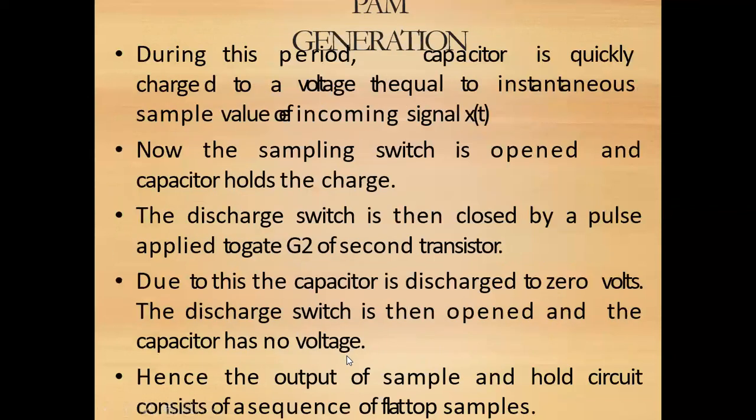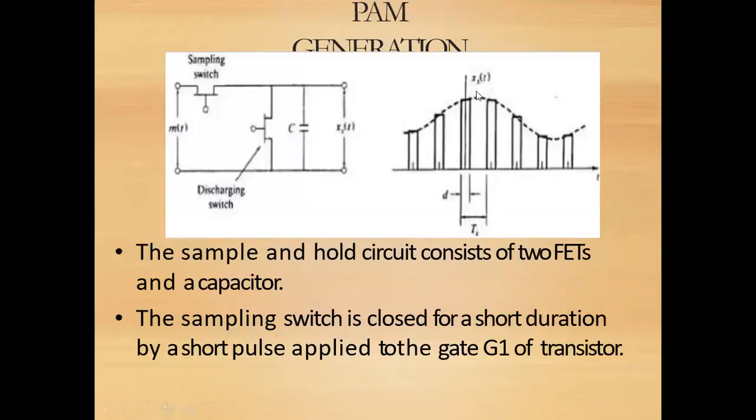Coming to the waveforms, the PAM looks like this, where the amplitude of the carrier, and here you can observe the carrier is in the form of pulses. The amplitude of this carrier will be varied with respect to the instantaneous variation of the input message signal, that is PAM. Coming to the generation of the PAM signal, we will be using a simple sample and hold circuit. This sample and hold circuit is shown in the figure. It consists of two FETs and a capacitor C. These FETs will act as switches.